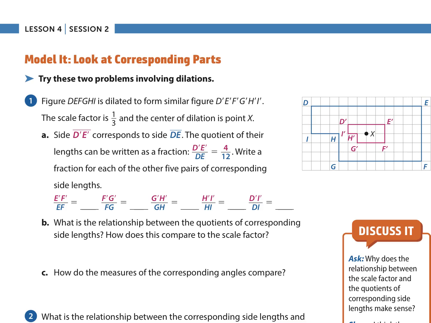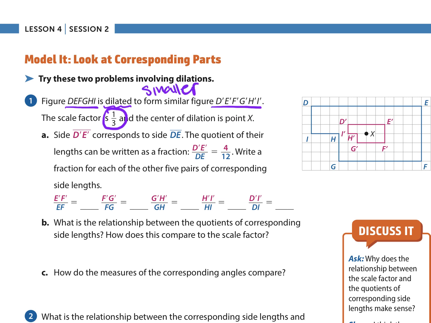All right, so now we're getting to the big idea of this lesson. We have figure DEFGHI. It is dilated to form figure D'E'F'G'H'I'. Okay, and the scale factor is 1/3. Whenever you see a scale factor, I want you to circle it, and I want you to write if the shape is going to get bigger or smaller. This scale factor is less than 1, so our shape is getting smaller.